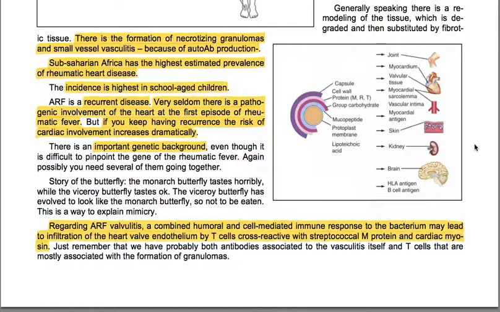Rheumatic disease is a recurrent disease. Very seldom there is a pathogenic involvement of the heart at the first episode of rheumatic fever. But if you keep having a recurrence, the risk of cardiac involvement increases dramatically. There is an important genetic background, even though it is difficult to pinpoint the gene of the rheumatic fever. Again, possibly you need several of them going together.